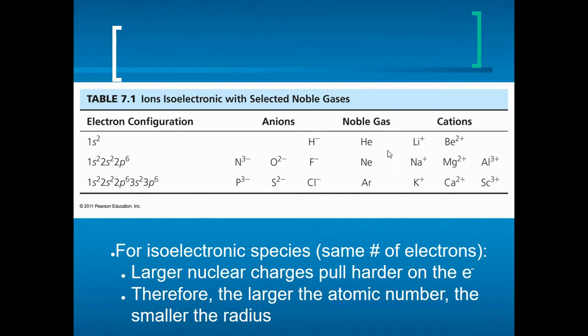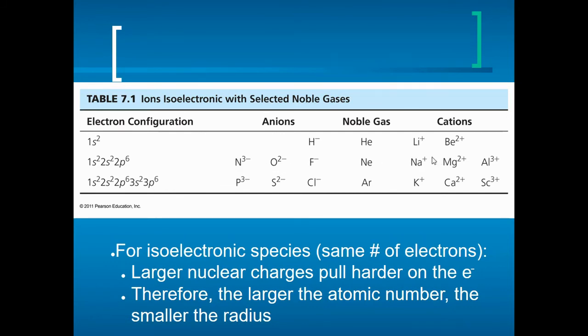H minus is isoelectronic with helium because hydrogen normally has one electron, but now it's got a minus charge, so it's got two, just like helium. Lithium normally has 3 electrons, but it's got a positive charge. That means it lost an electron, so now it has more protons than electrons. It has 2. Beryllium normally has 4, but it's got a 2 plus charge, so now it has 2 electrons. Those are isoelectronic to each other. We already talked about some of these, but let's continue. We talked about nitrogen, oxygen, fluorine, and neon.